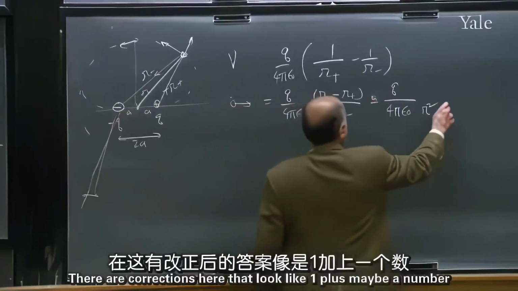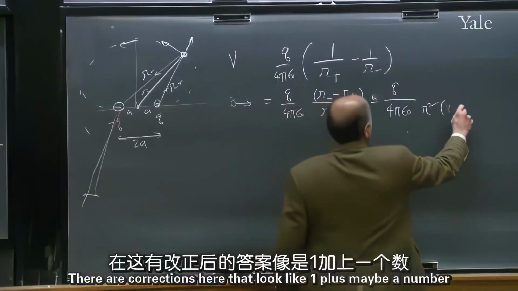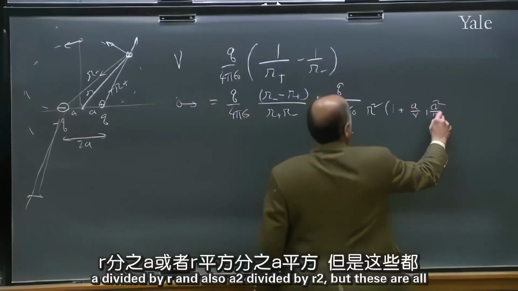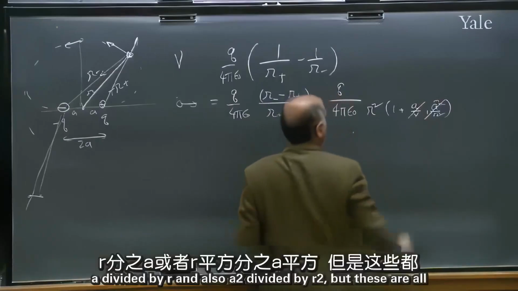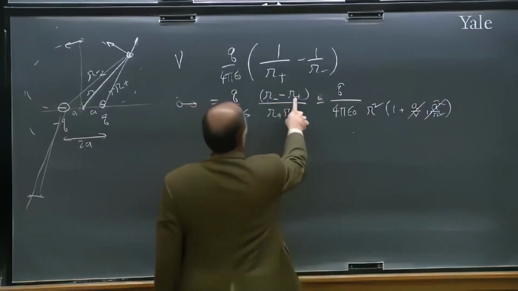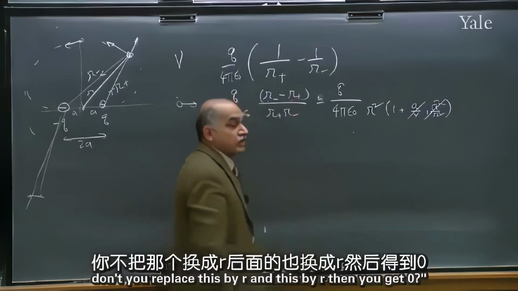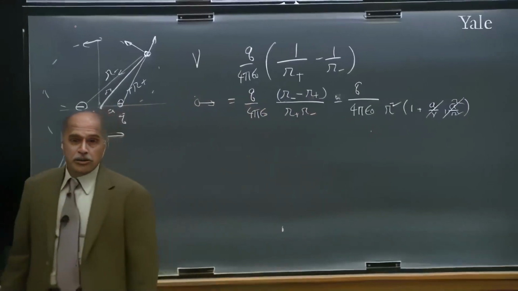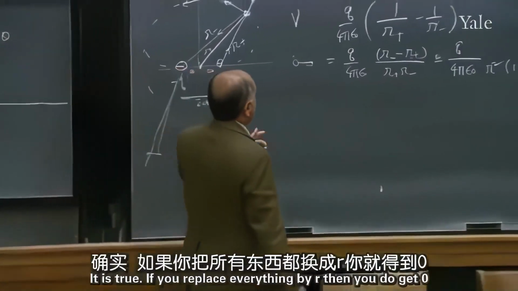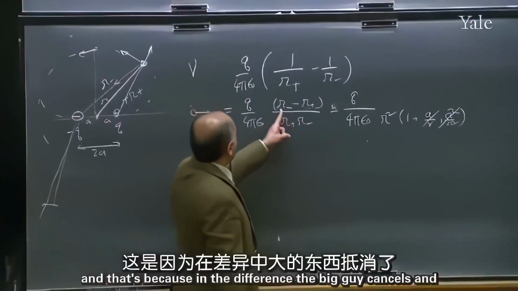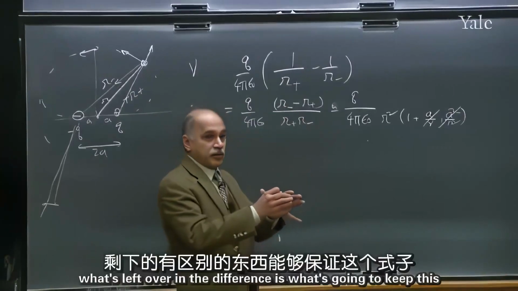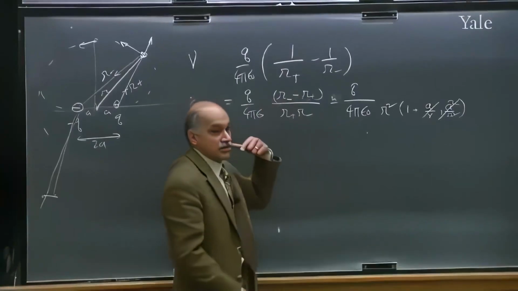There are corrections here that look like 1 plus maybe a number a divided by r, and also a squared divided by r squared. But these are all negligible. In the numerator, you can again say, hey, why don't you replace this by r and this by r, then you get 0. It is true. If you replace everything by r, then you do get 0. And that's because in the difference, the big guy cancels, and what's left over in the difference is what's going to keep this from vanishing.